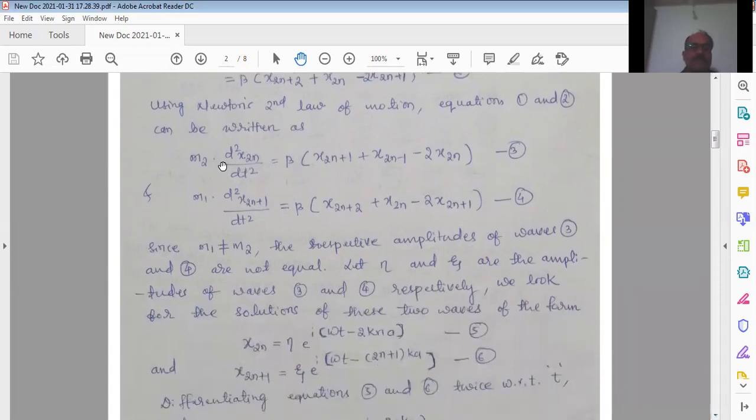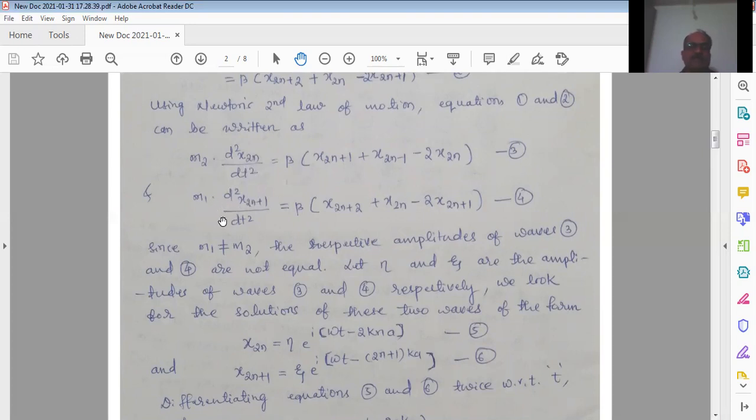So here F1 is written as m2 into d square x2n divided by dt square. As you know, Newton's second law means F is equal to ma, mass into acceleration. So here m is the mass of that atom, and this is the acceleration of that particle, that atom. So F1 is replaced with this, and the LHS is as it is.